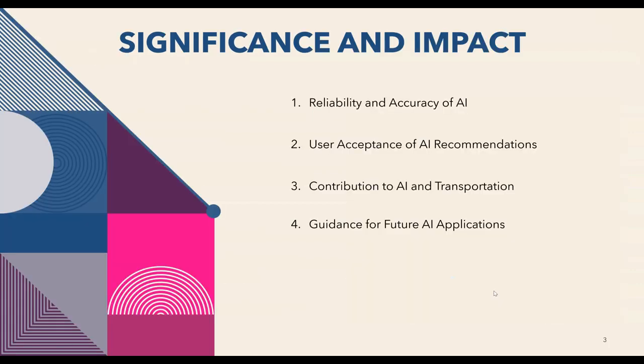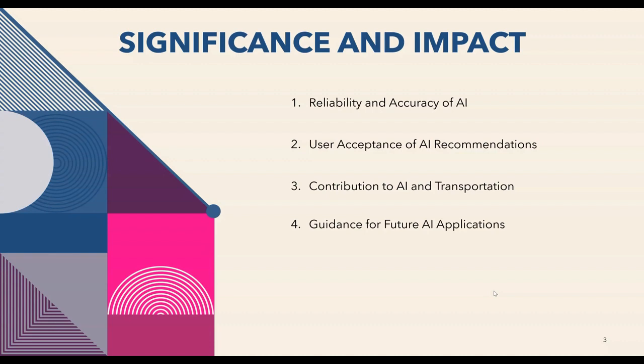Moving to the significance and impact, the first one is the reliability and accuracy of AI. Determine the reliability and accuracy of AI in making route recommendations. Second is the user acceptance of AI recommendations. This is to measure how users perceive and accept AI driven route suggestions.